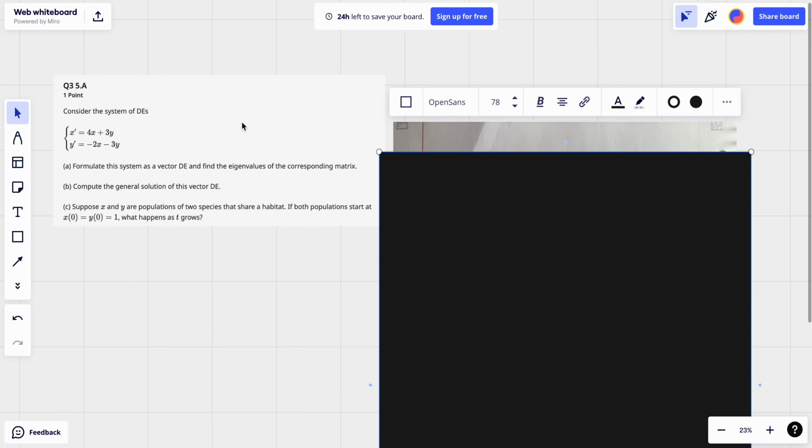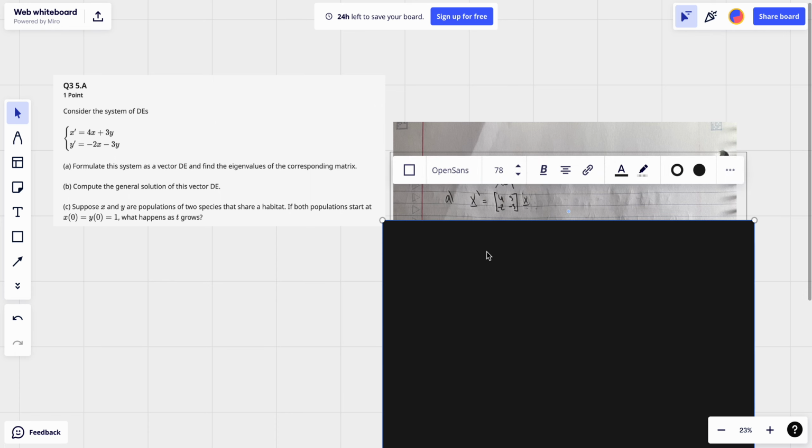All right. In today's video, we're going to be going over question 3 on the homework to get mastery points for 5A. So the question starts with: consider this system of differential equations. 4x plus 3y is equal to x prime, and y prime is equal to negative 2x minus 3y. So the first thing we have to do is formulate the system as a vector of differential equations, and then find the eigenvalues for the corresponding matrix.